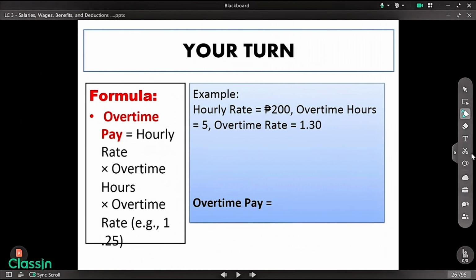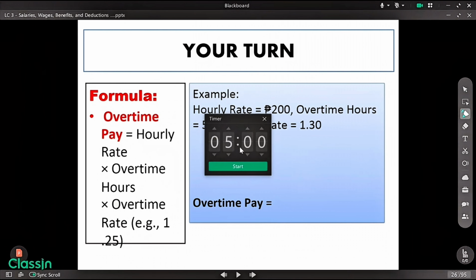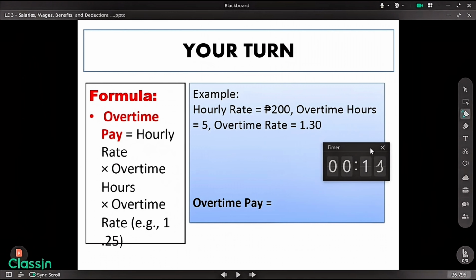Now, it's your turn. Would you mind to try this? Good for 15 seconds. Your timer starts now.